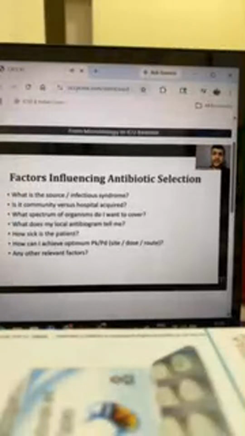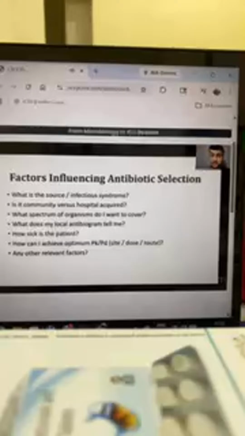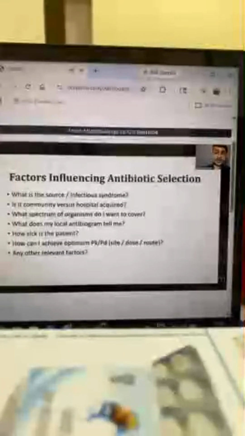Just remember this algorithm, right? Is there an infection? Where is the source? Is it nosocomial or is it community-acquired? Which organisms in general? My friends, what are the stages of monotherapy, and are there any other relevant factors that are unique to the patient? Yeah. With this, I would like to come to the end of my talk.